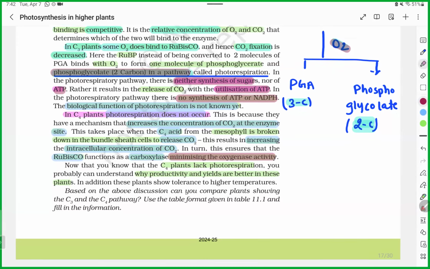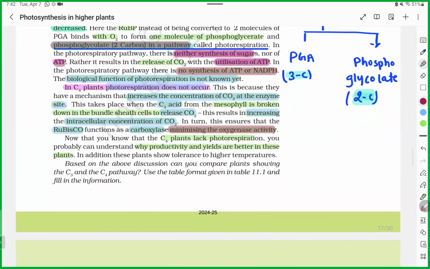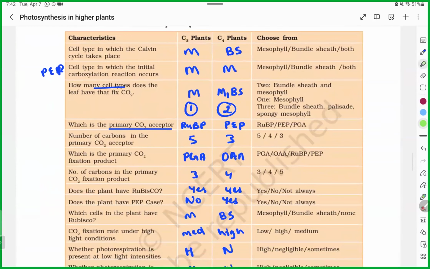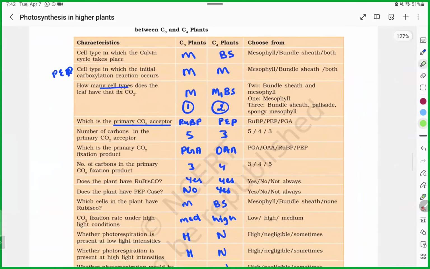So we can say C4 plants do not have photorespiration, and that's why productivity and yield are better in C4 plants, and along with that, C4 plants can tolerate high temperature, and you can see this. This table is extremely important.